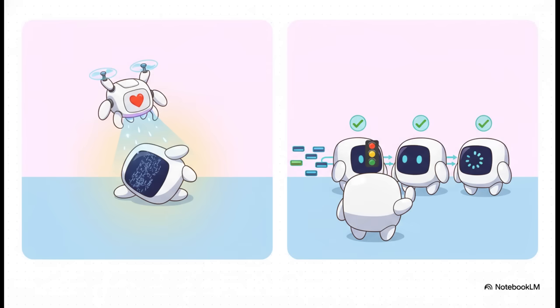First up, health checks. There are two main types. A liveness probe asks a very simple question: is this container alive and well? If it doesn't get a good answer, Kubernetes just restarts it. A readiness probe asks a different question: are you ready to handle traffic right now? If the answer is no, Kubernetes will stop sending it new requests until it's ready. They work together to keep your application super healthy.